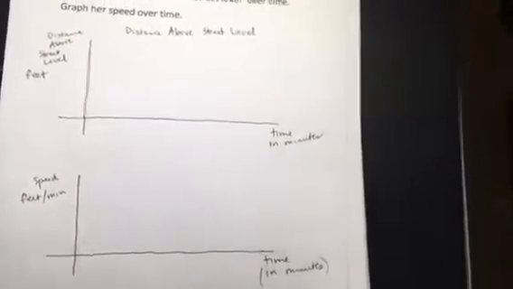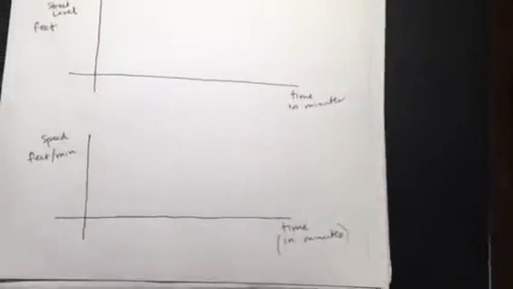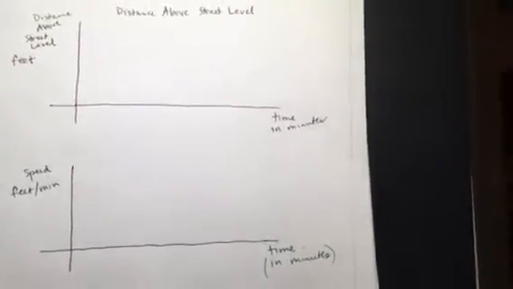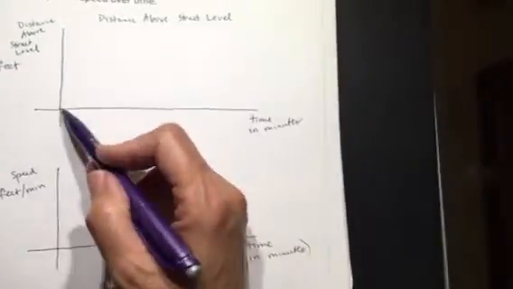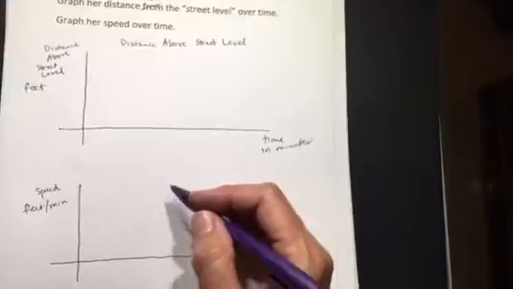Now, every time I work this problem, I probably work it differently. Let's do the distance above street level. It didn't say this, but I'm thinking she's starting at street level, right? She's starting at street level. She's walking up the hill at a constant rate. Let me grab a different color to write with here.